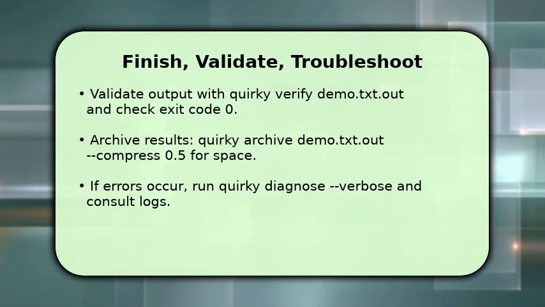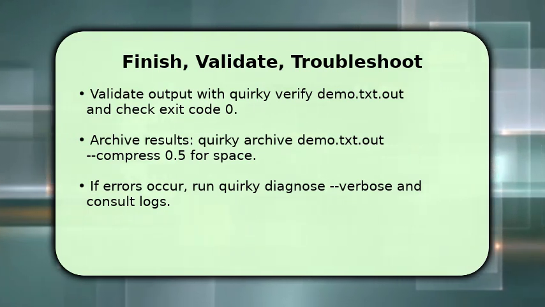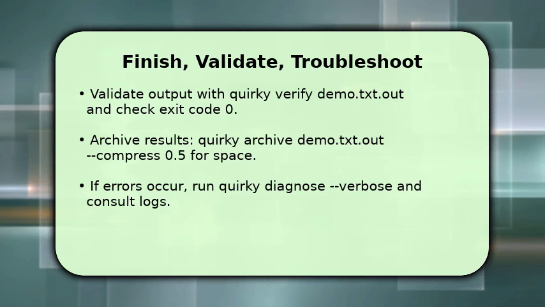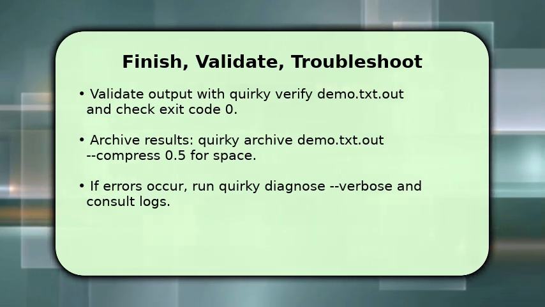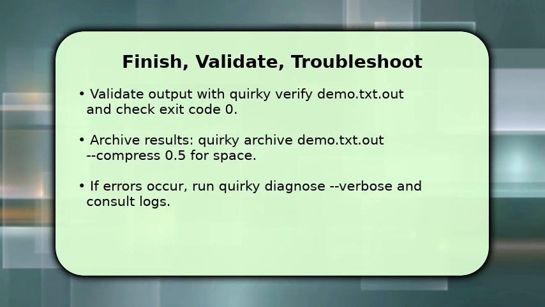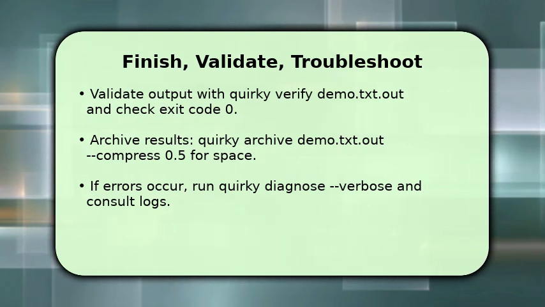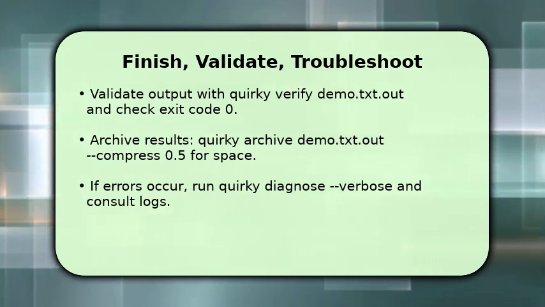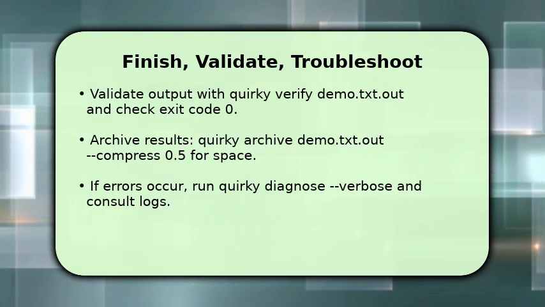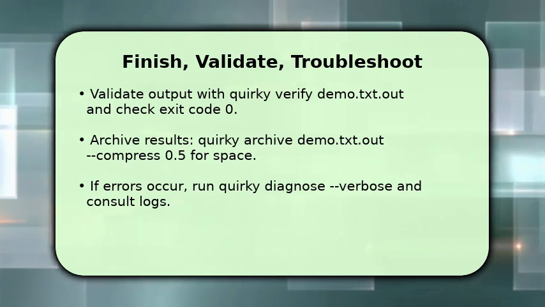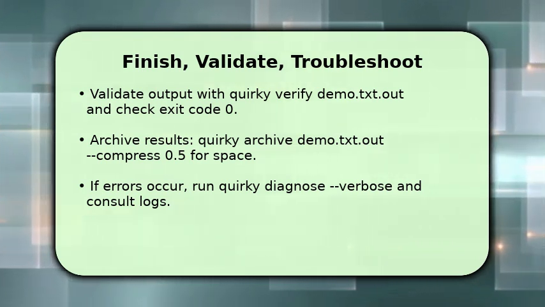Run Quirky verify demo.txt --out and confirm the exit code is 0, that ensures integrity. Then archive with Quirky archive demo.txt --out --compress 0.5 to save space while preserving metadata. Make sure your CI or cron job uses the same config file to reproduce outcomes.